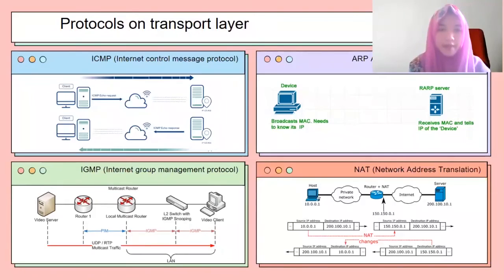Third, ARP and reverse ARP. ARP is Address Resolution Protocol. It's a protocol used to translate an IP address into a MAC address. And NAT, or Network Address Translation, was developed to allow private networks that use any IP address to be connected to the internet without causing conflict.